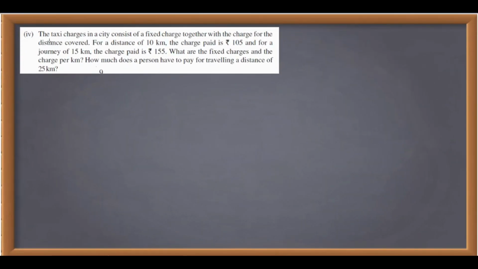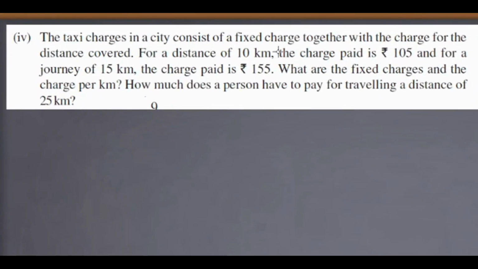Third question, fourth bit. The taxi charges in a city consist of a fixed charge together with the charges for the distance covered. For a distance of 10 kilometers, the charge paid is rupees 105, and for a journey of 15 kilometers, charge paid is 155. What are the fixed charges and the charge per kilometer? How much does a person have to pay for traveling distance of 25 kilometers? To find the amount for the person for traveling 25 kilometers, we have to find the cost for fixed charges and charge per kilometer.